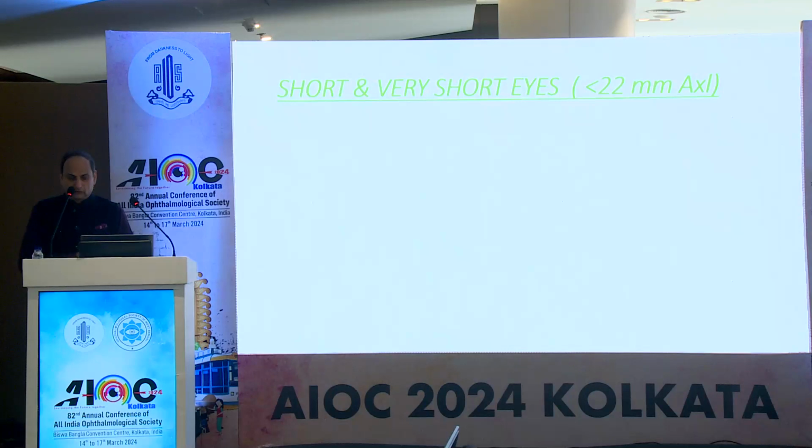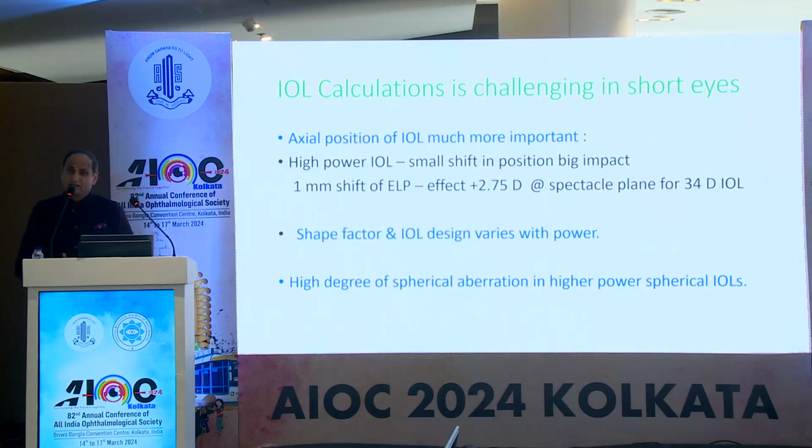Classification of short eyes: less than 22 millimeters of axial length. What are the problems? The axial position of the IOL now becomes very important. The effective lens position: with a high power IOL, a small shift in position has a big impact. I will describe that in the next few slides. A 1 millimeter shift of effective lens position affects about 2.75 diopters of spectacle power for an IOL of about 34 diopters. And it changes when it becomes 40 and 45.